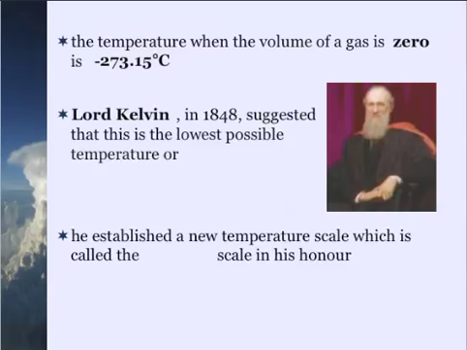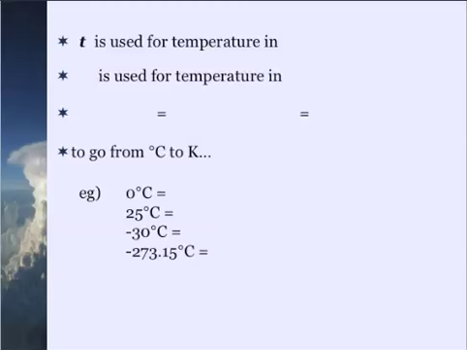Now, Lord Kelvin in 1848 suggested that this is the lowest possible temperature, or as we know it today, absolute zero. So he established a new temperature scale, which is called the Kelvin scale in his honor. Okay? So, you need to know the Kelvin actually correlates quite nicely with degrees Celsius. Okay? So, t is used for temperature in degrees Celsius, and capital T is used for temperature in Kelvin.